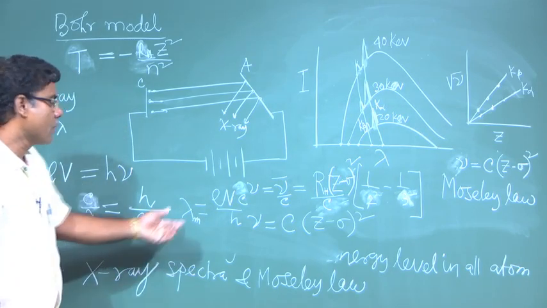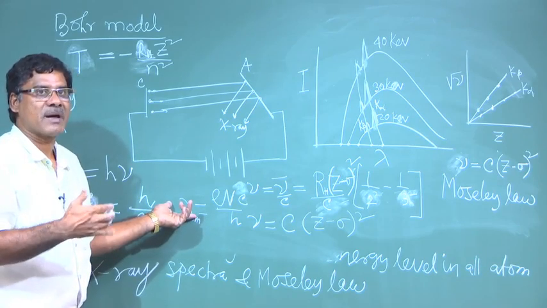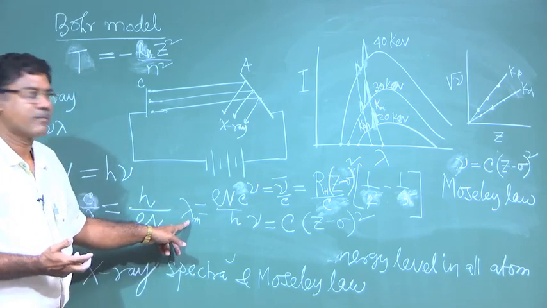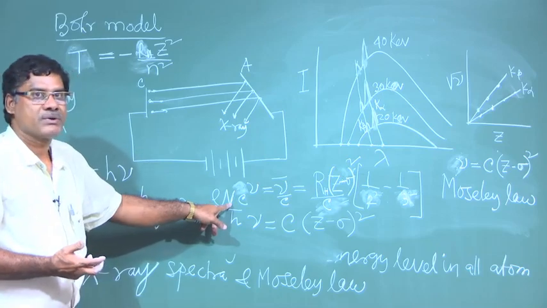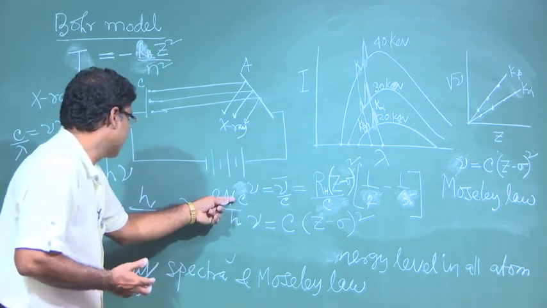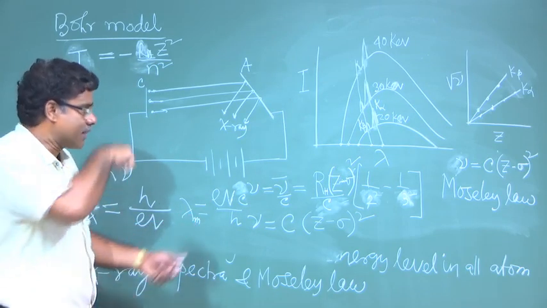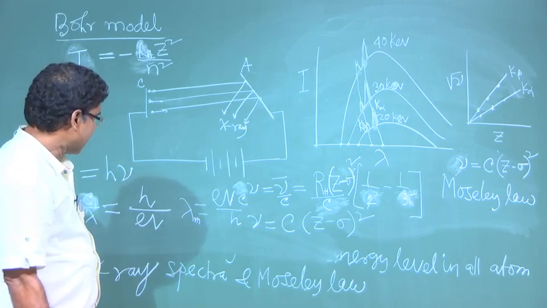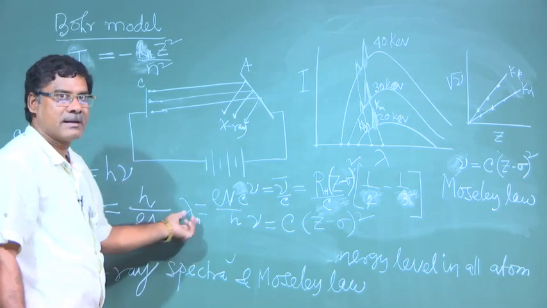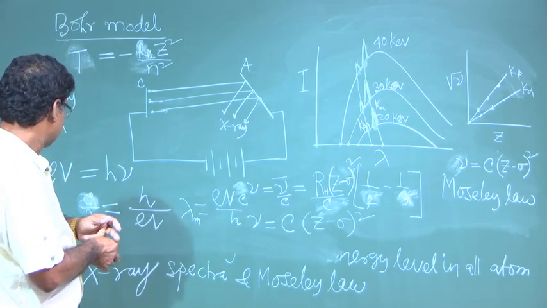Minimum wavelength means maximum frequency, means maximum energy. So you will get a minimum wavelength for a particular voltage. And as the voltage gets higher and higher, lambda minimum will be higher and higher, it seems.